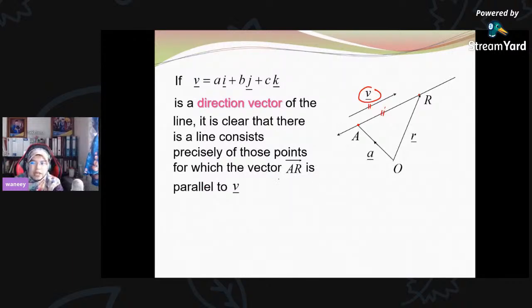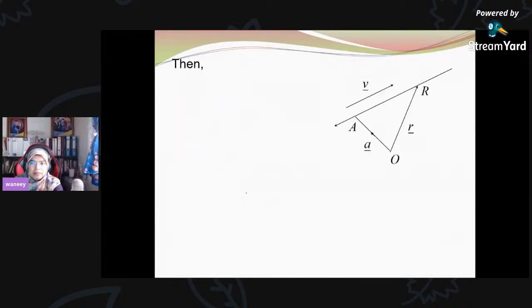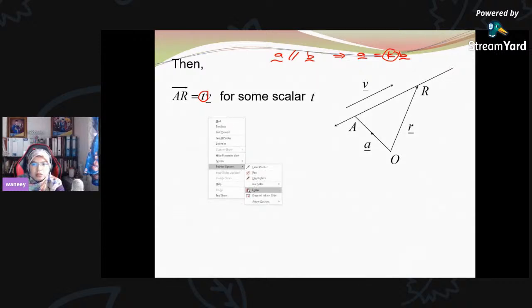Okay, so if AR is parallel to V, we can actually write them as AR equal to TV. So if we refer to, I think, the first lecture, where if A is parallel to B, we can write down A equal to KB. So we have some constant over here, except that now we are using something called T, some scalar T. Okay, so AR is equal to TV. So let me erase that.